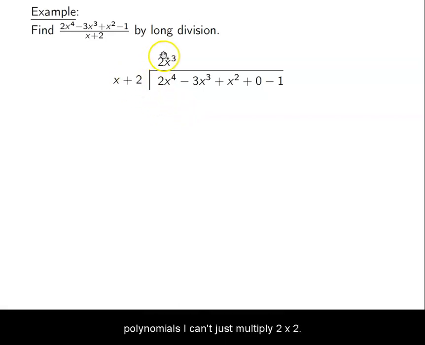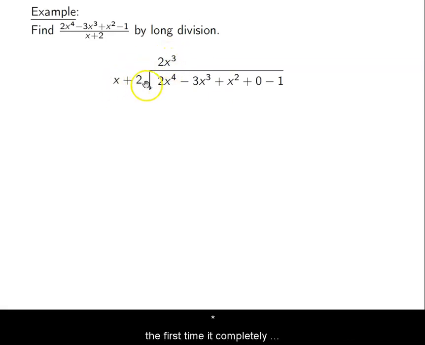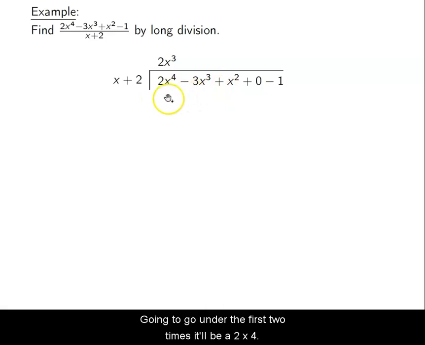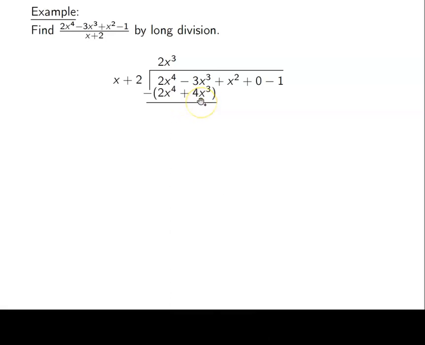But since we're dealing with polynomials, I can't just multiply 2x cubed times the first term and completely ignore this. I have to multiply both of these together. So what's going to go under here is going to go under the first two terms. It'll be 2x to the 4th and 2x cubed times 2, so this will be plus 4x cubed. Okay, so that's what I get when I multiply 2x cubed times this x plus 2. That's what goes here, right? 2x cubed times x is 2x to the fourth. 2x cubed times 2 is 4x cubed.